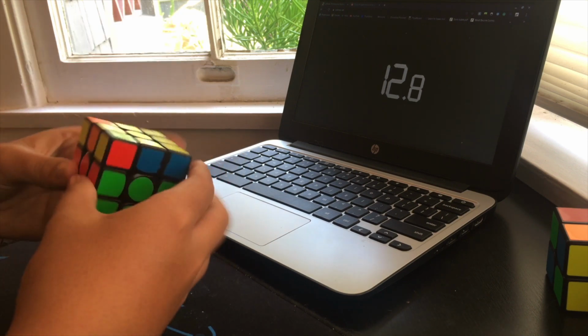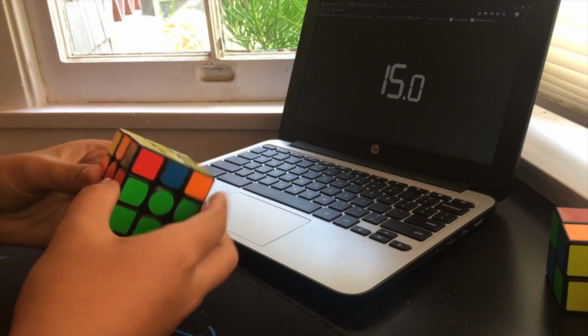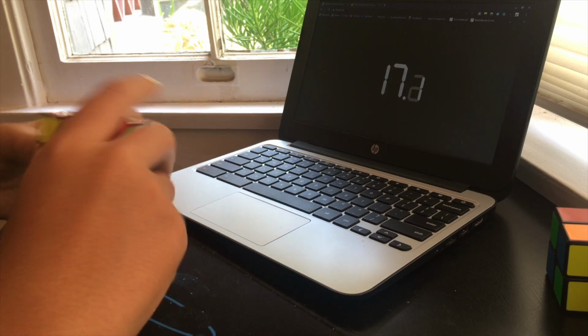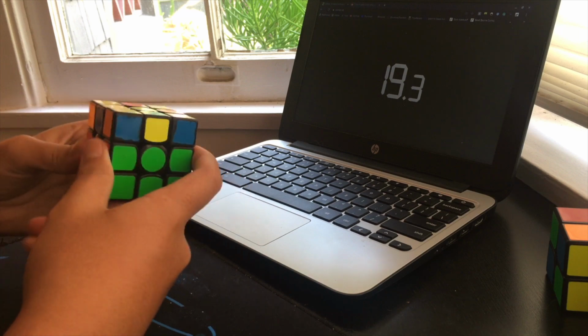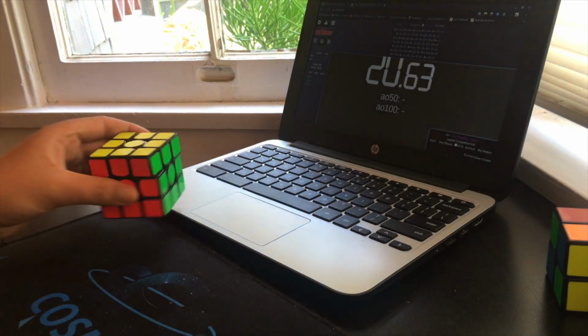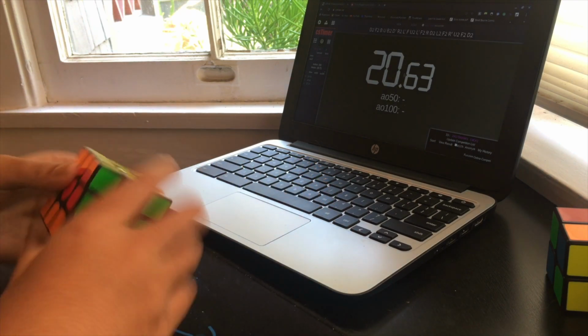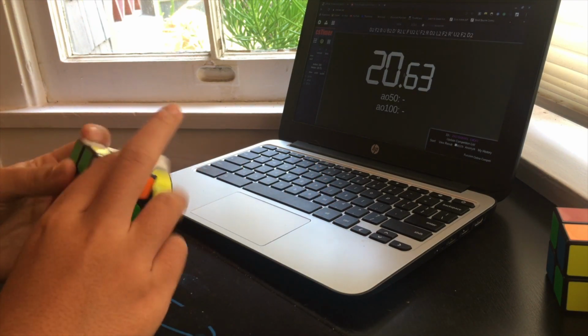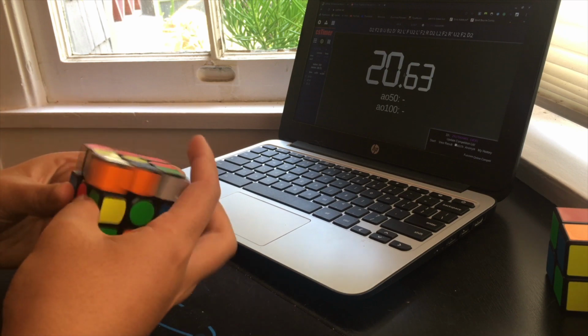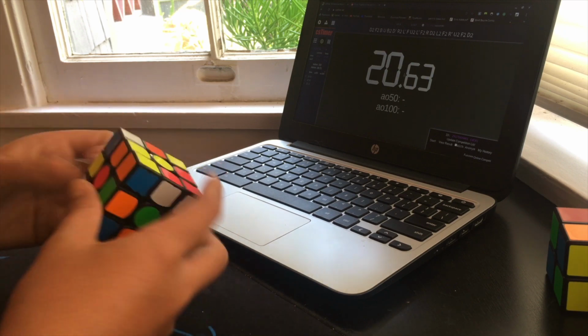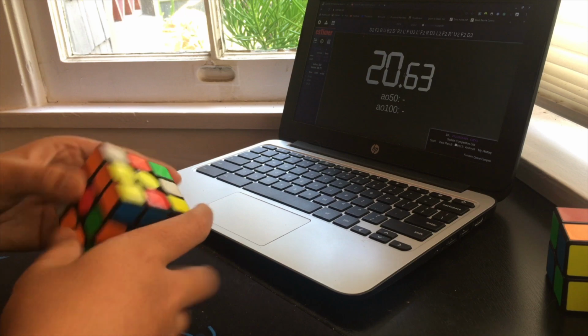Now moving on to last layer. Finger tricks, execution, and recognition are extremely important. You usually want your last layer to be 9 seconds or less. Now at first, recognition, especially for PLL, could be extremely hard. Now there's a very easy and simple exercise you could be doing so you can improve your PLL and OLL recognition.